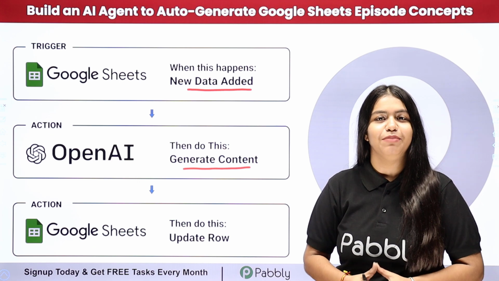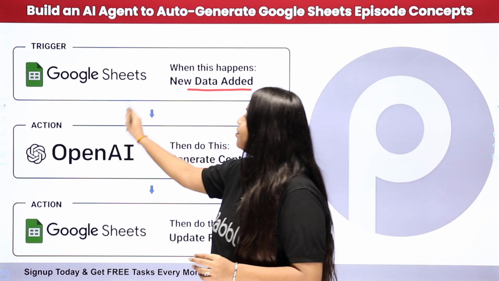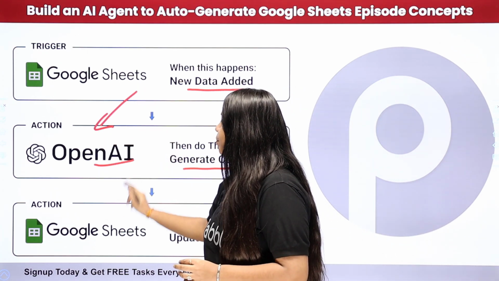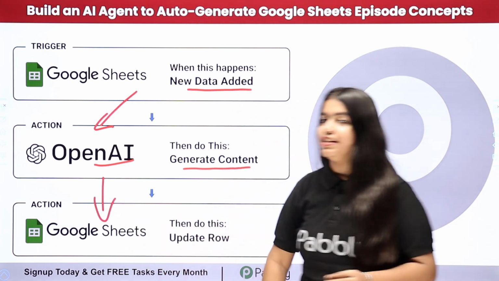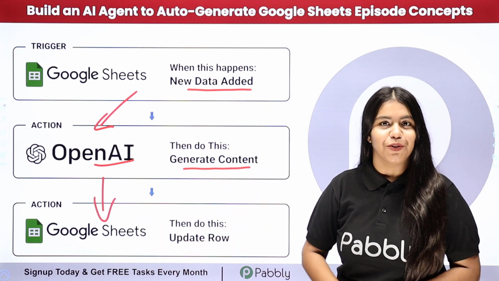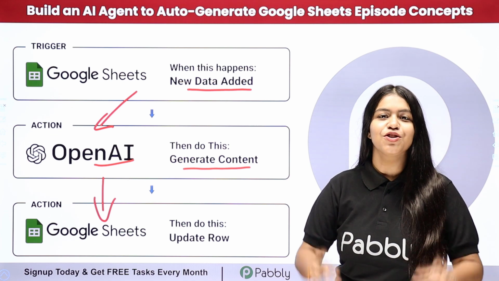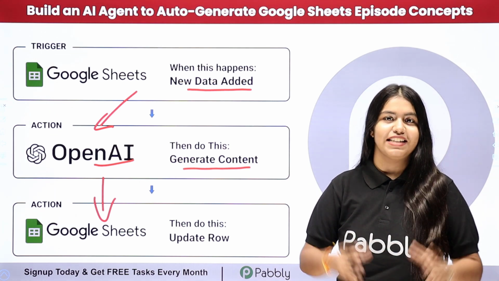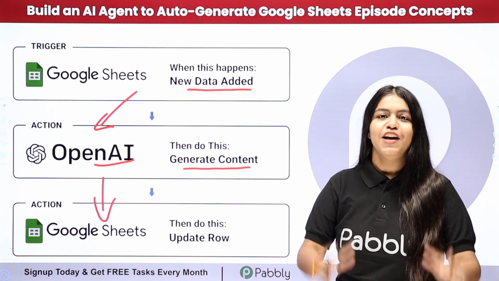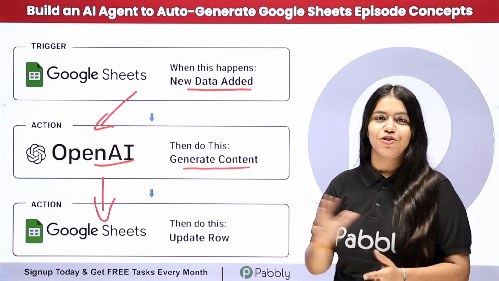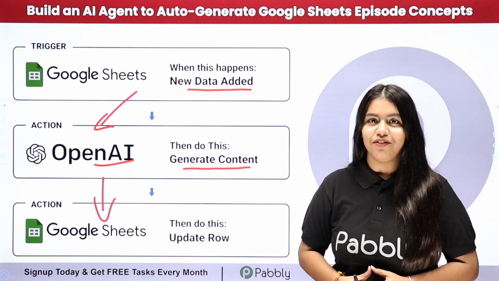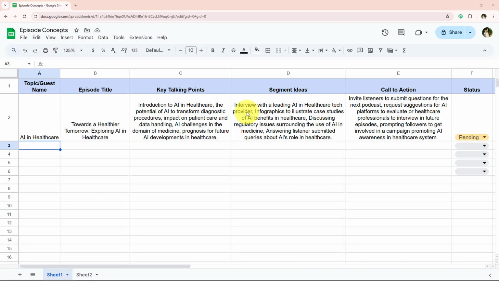So to do this, we are simply going to create a connection between Google Sheets, my AI agent, which is OpenAI, and then Google Sheets. And to create this connection without knowing any programming or coding language, we're going to use Pabbly Connect. It is an amazing automation software. So if you also want to create this amazing automation, then for that you have to come with me towards my screen. Welcome to my screen.